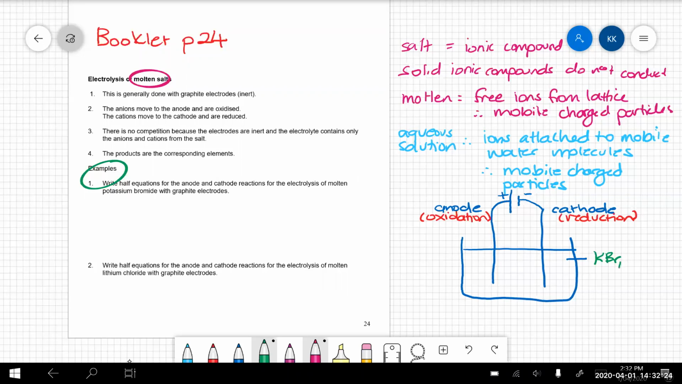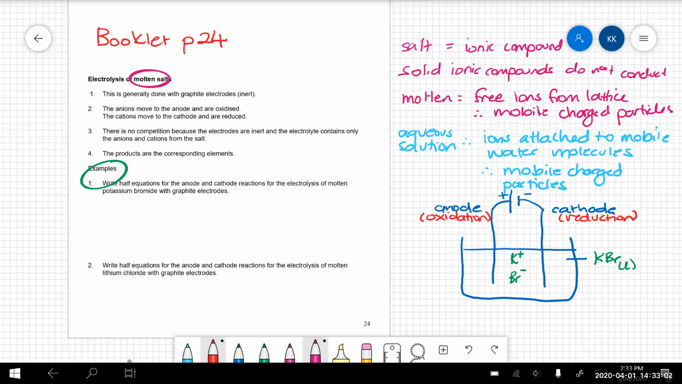Now when molten, and we have a little liquid on there, what's in molten potassium bromide? Well, we've got some potassium ions and some bromide ions. They were in a lattice when they were solid, but now they're separate. So we've got K plus and Br minus. And we've got millions of those obviously floating around in the electrolyte. But we need to think, where is the K plus going to move to and where is the bromide? Because we said that we've got mobile charged particles, but what's moving them?